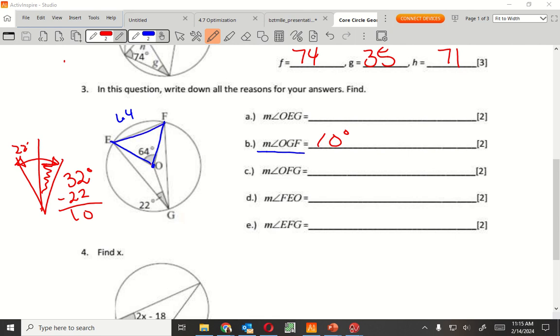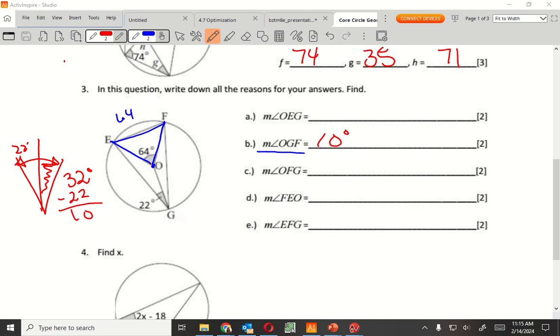But O to F and O to E, can you tell me what those are? Identify them. Tell me what they are. Do they start at the center of my circle and go to the edge? What starts at the center of the circle and goes to the edge? Radius, very good. What do you know about all the radii in a circle? They're all the same.